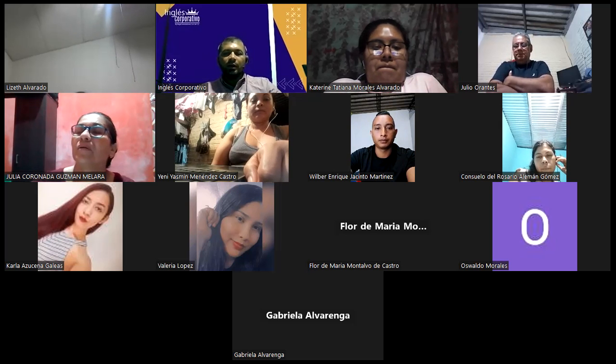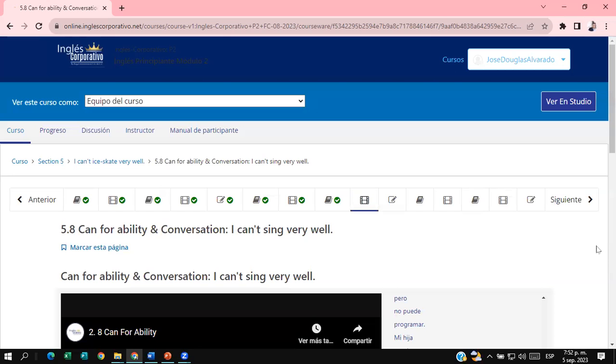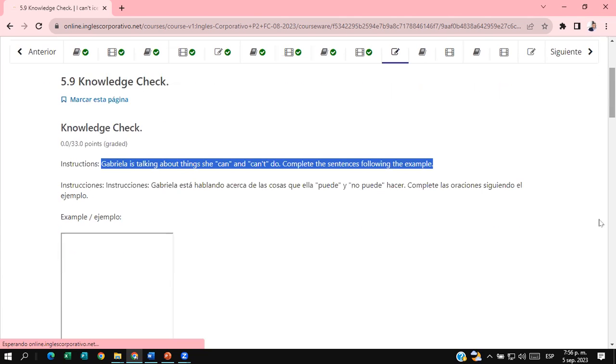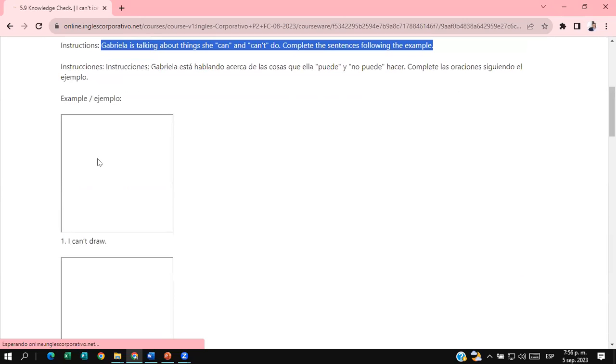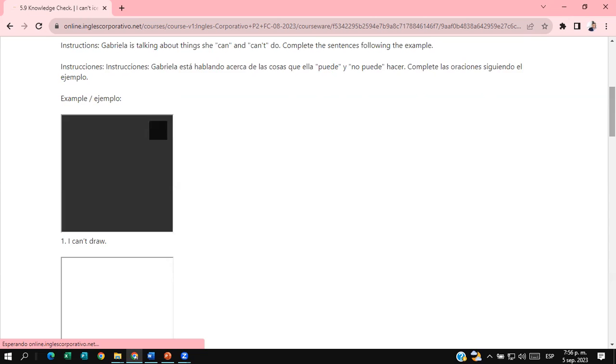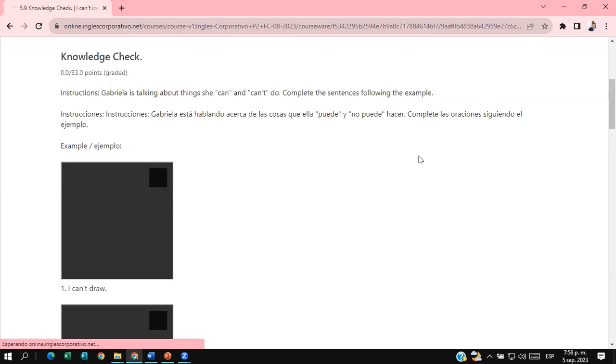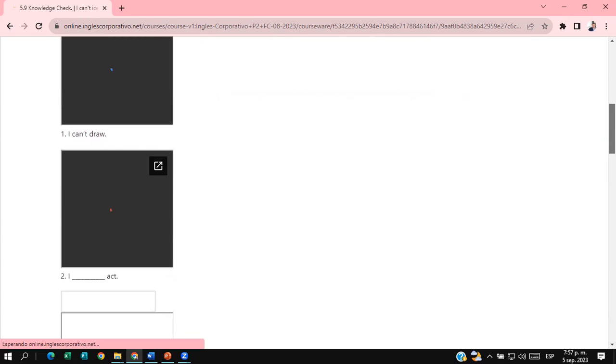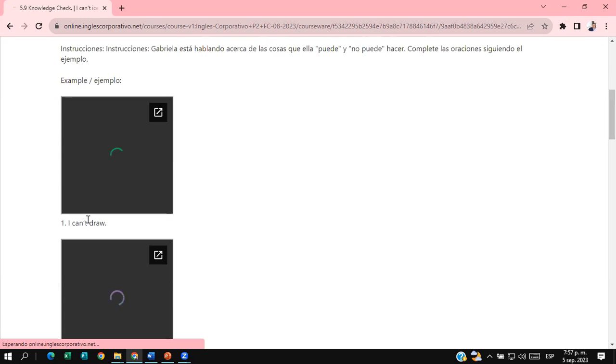Now, let me go ahead and share the computer's screen one more time. And let's check the knowledge check. Okay. Instructions. Julio, read the instructions. Gabriela is talking about things she can and can't do. Complete the sentences following the example. Example: I can't draw.